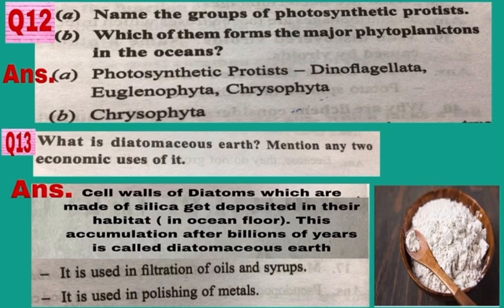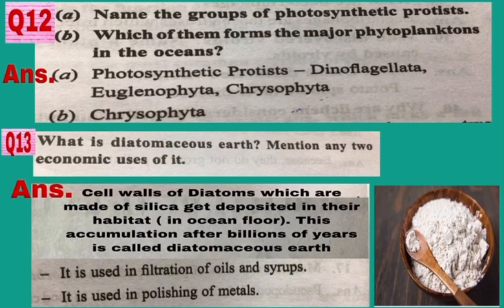Question 12, part A. Name the groups of photosynthetic protists. Answer. Photosynthetic protists are: number 1, dinoflagellates. They are mostly marine. An example is Gonyaulax. Number 2, euglenophyta or euglenoids. Example is Euglena. And third is Chrysophyta. This group includes diatoms and desmids.